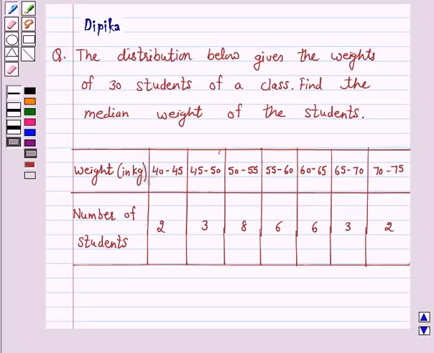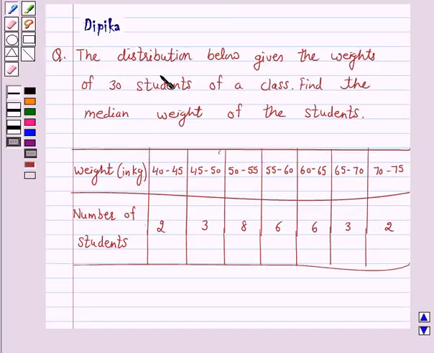I am Deepika here. Let's discuss a question which says, the distribution below gives the weights of 30 students of a class. Find the median weight of the students. Weight in kg is 40 to 45, number of students is 2, and for 45 to 50 it is 3. For 50 to 55 it is 8, for 55 to 60 it is 6, for 60 to 65 it is 6, for 65 to 70 it is 3, and for 70 to 75 it is 2.